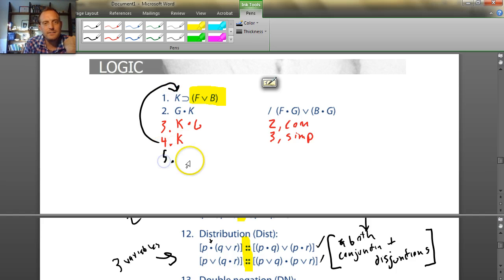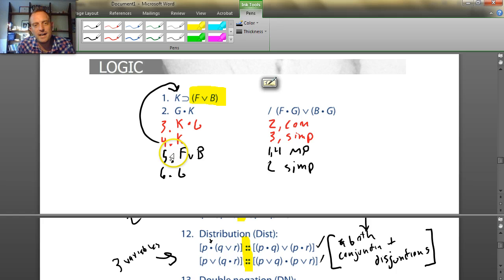So line 5 here is going to be F or B. That's lines 1 and 4, modus ponens. Now that I have the F and the B, remember, I think what I need is something like this. I think if I can add this, I'll be in good shape. Wait a second. What if I add the G? Because notice I have the G here. Let's simplify line 2. So line 6, let's just get G by itself, and that's line 2, simplification.